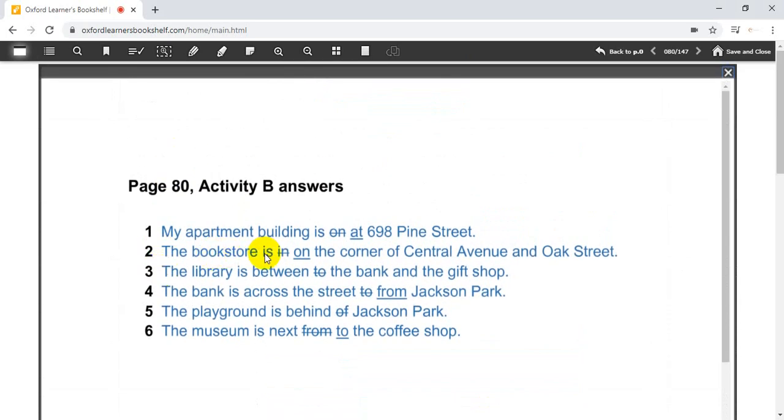Alright, let's have a look at the answers. In number 2, the bookstore is in. No, the bookstore is on the corner of Central Avenue and Oak Street. The library is between the bank and the gift shop. There's no 2. And number 4, the bank is across the street from Jackson Park, not to, across from. Okay, you can write across from together, or you can also write the noun in the middle, and they can be at different positions in the sentence. The playground is behind, not off. The museum is next to, not from to. Okay.